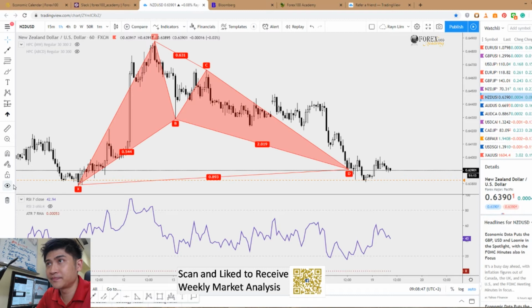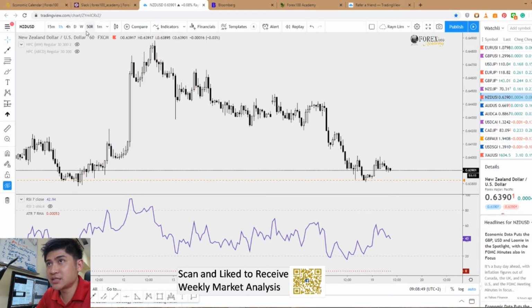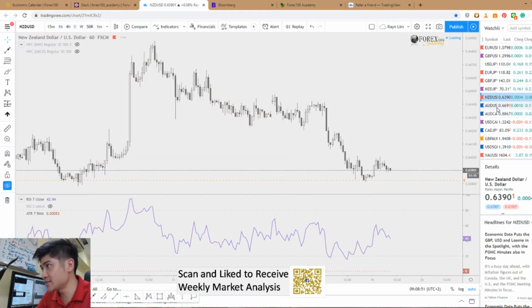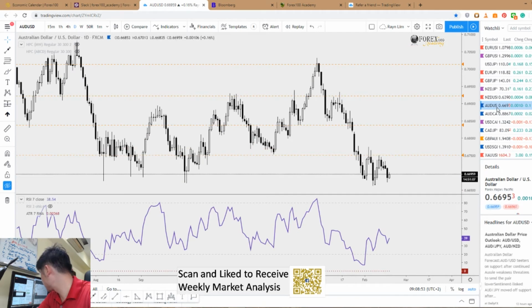All right, to the next pair. Highlight over here. On the daily chart, this is way bearish, man, guys. Australia dollar, if you have plans to go to Australia, I feel that it's quite a good time to change some money first right now. All right.